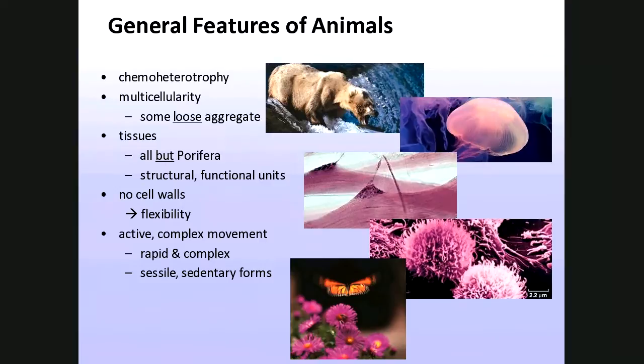Gosh, where do we start about animals? First of all, let's talk about how they make their living. The bear got to eat, right? So that's what we talked about a long time ago in prokaryotes. It's chemoheterotrophy. You get your energy and you get your carbon from another source, not like the plants.